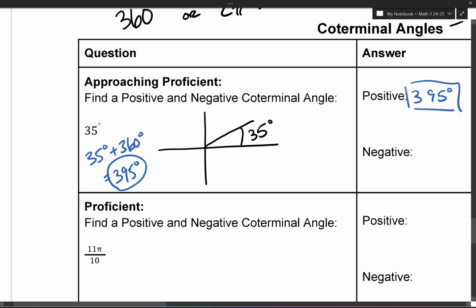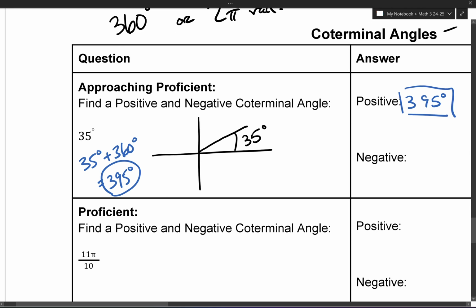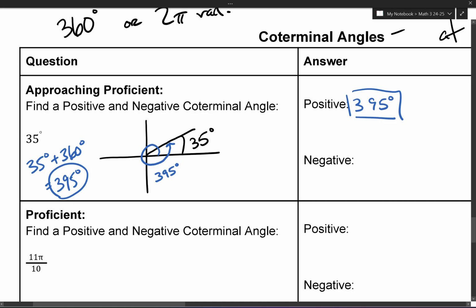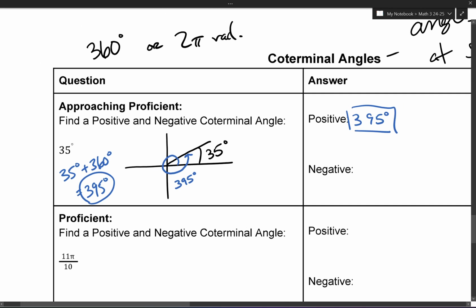What is that angle? It's this angle. It goes like this. That's 395 degrees. It's a different angle than 35 degrees. It's a much bigger angle, 395 degrees, but it's essentially the same. It lands at the same spot. It'll give you the same finishing position.